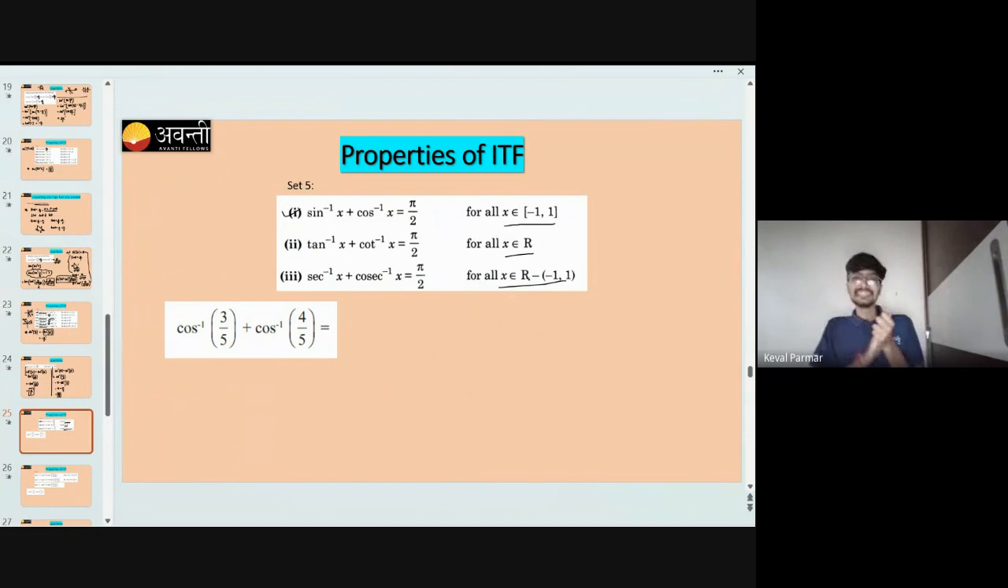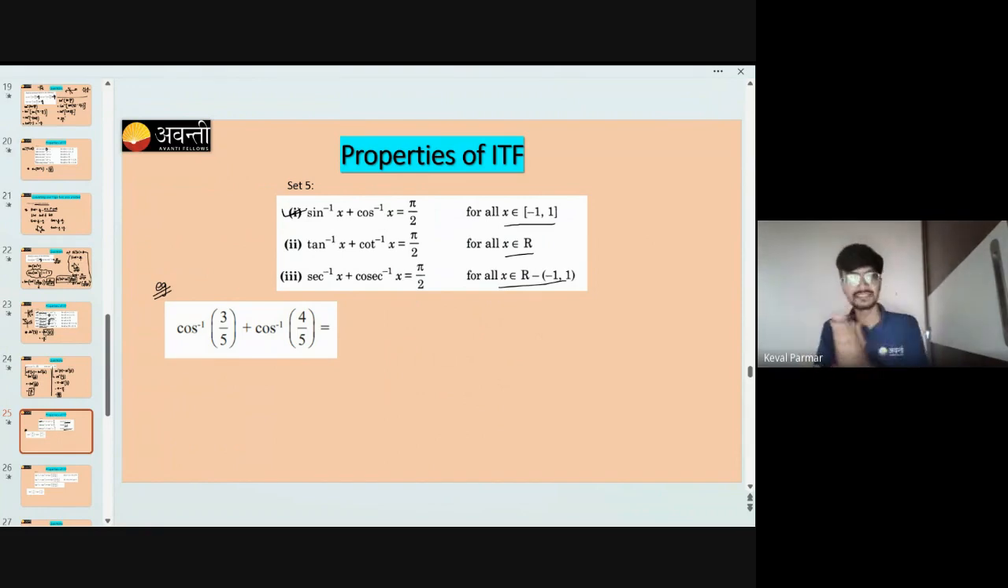So how to use this property? This property says that we need pairs of inverse trigonometric functions. Which pair do we need? We need sine inverse and cos inverse, tan inverse and cot inverse, sec inverse and cosec inverse. So if in a question we can modify into these pairs, we can easily use this property. So let us look at this example here. We have cos inverse of something plus cos inverse of something. Cos inverse means there is cos inverse in the first formula, so we can easily use the first formula. So this is my hint.